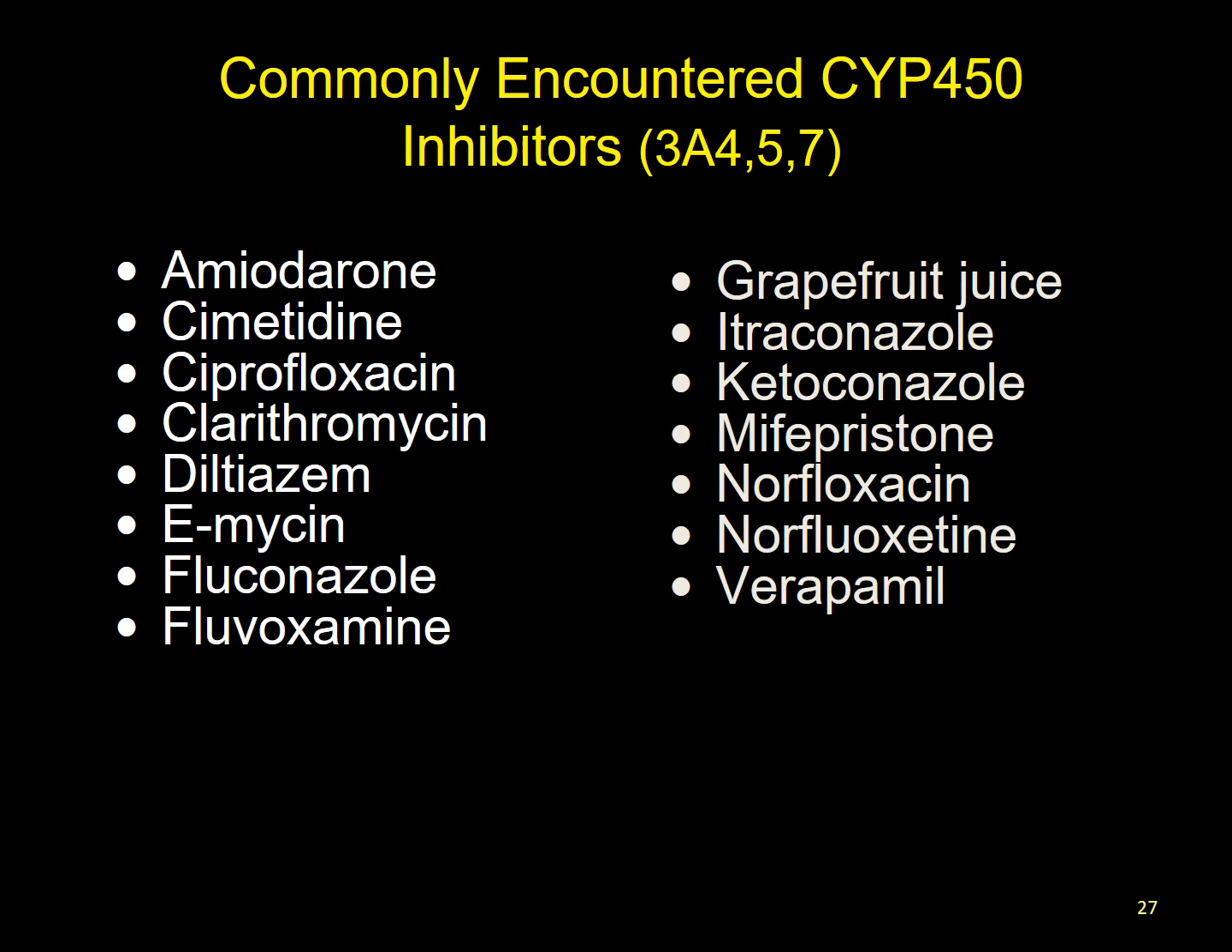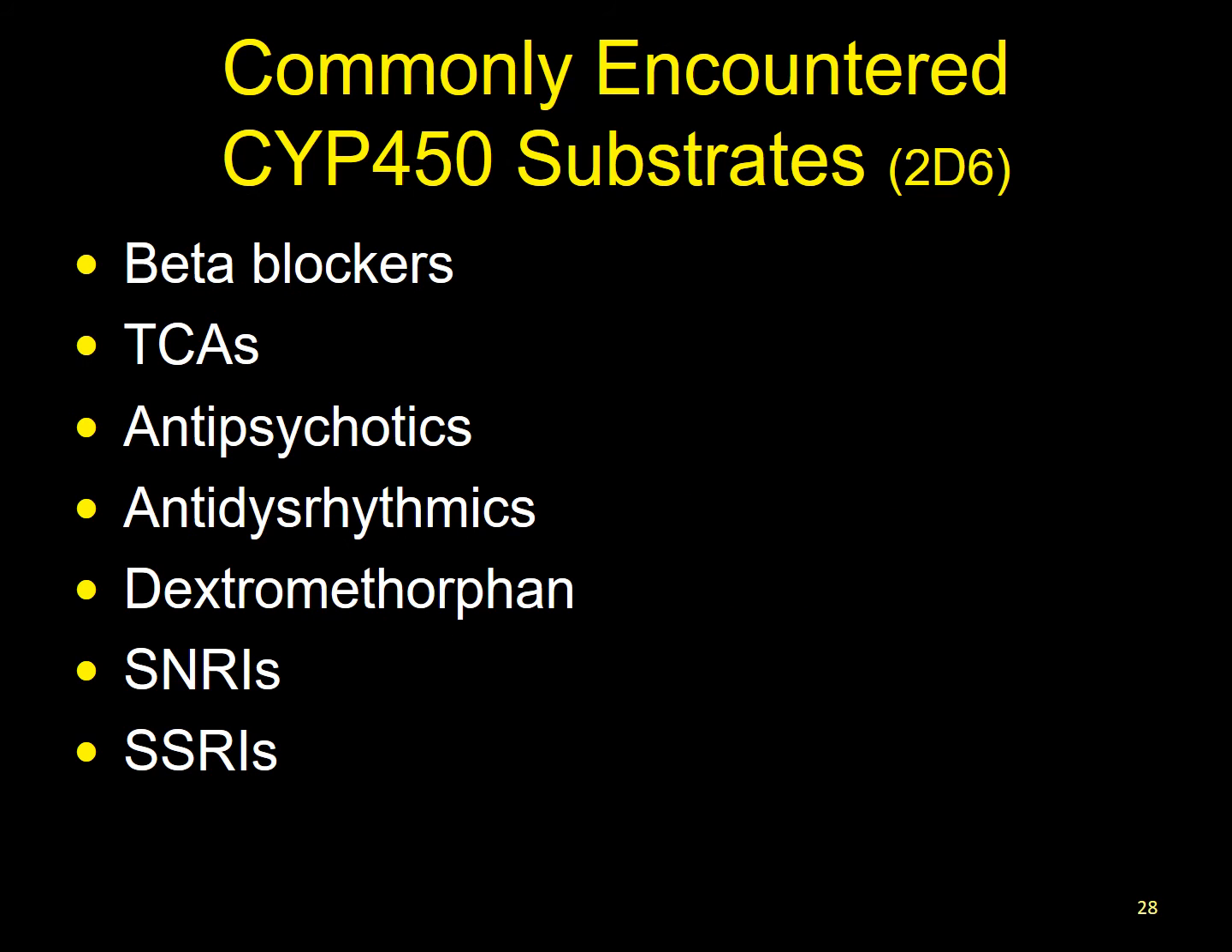So these are some examples of inhibitors of 3A4, 5, and 7. Like I said, we do have some other clinically relevant isoenzymes like 2D6. So these are some substrates of that.